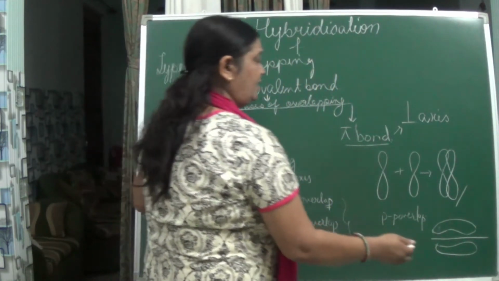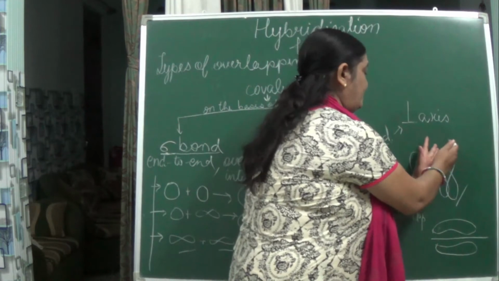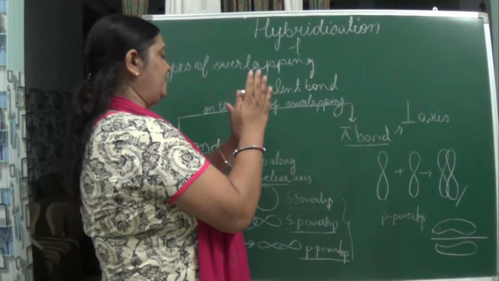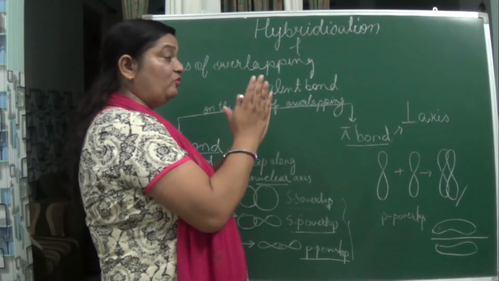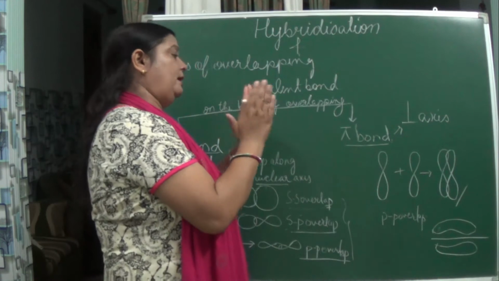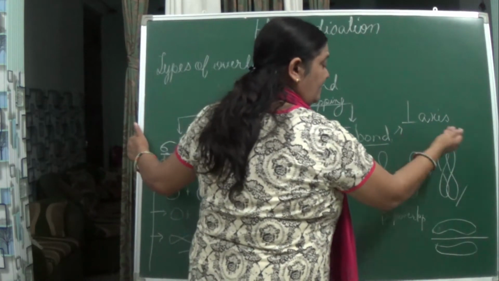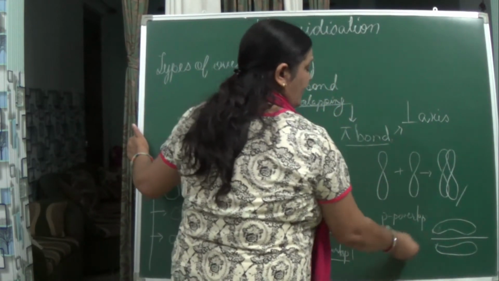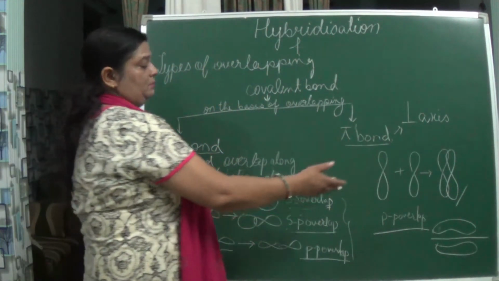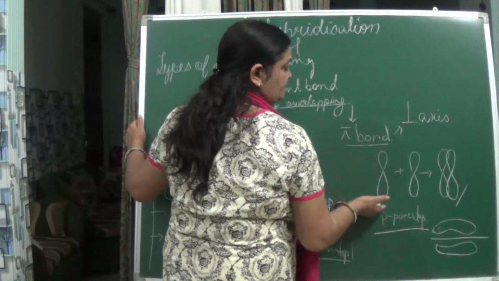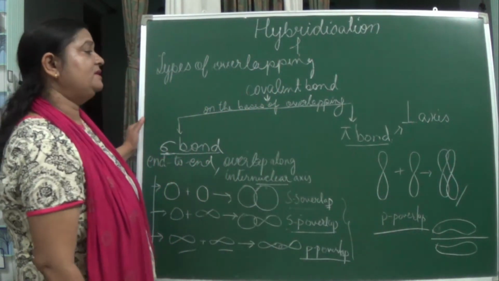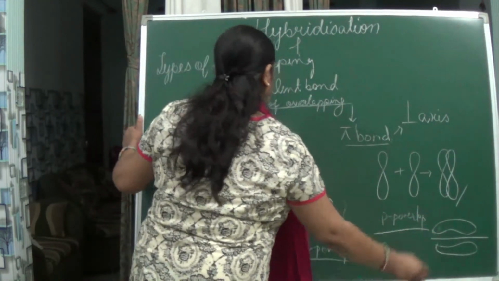And you can see here this overlapping is parallel overlap. It is sidewise overlapping, I will say, not end to end, it is sidewise overlapping, above the plane and below the plane, and it is known as PP overlap here, because here which is present? P only, isn't it? No S we can see over here. So this is a pi bond.